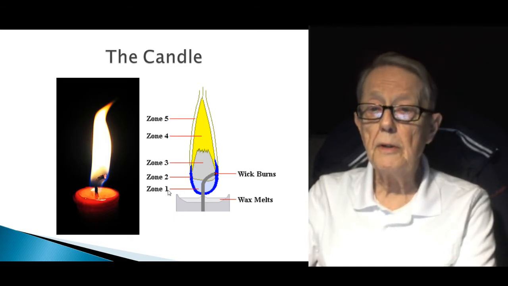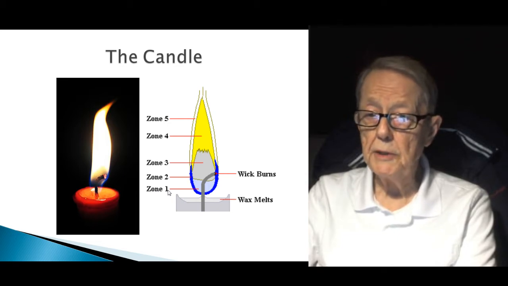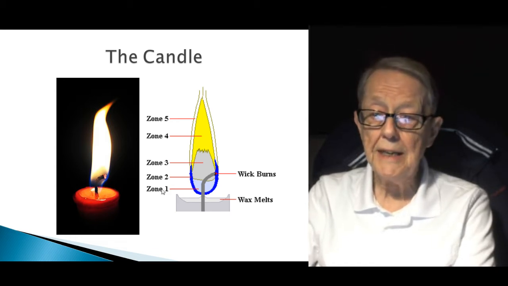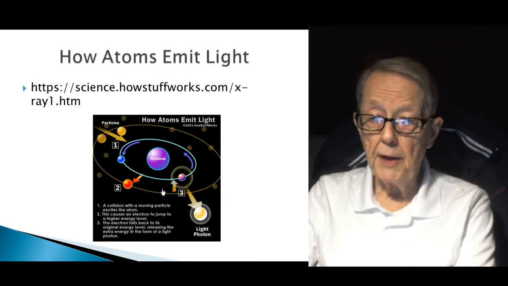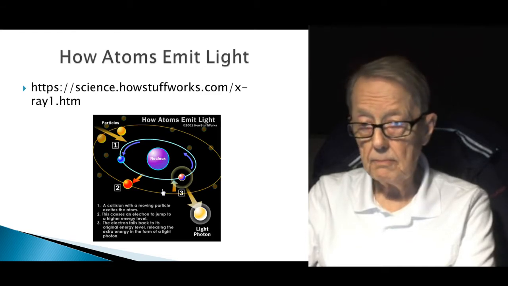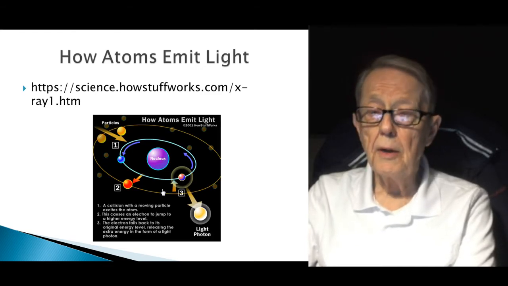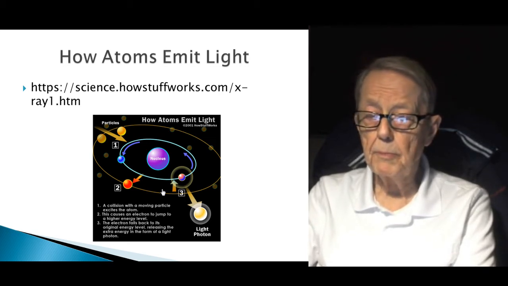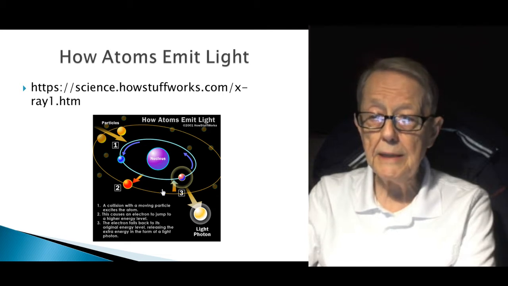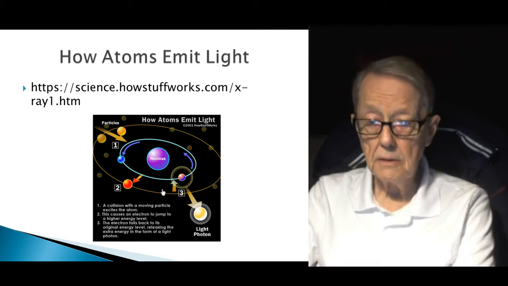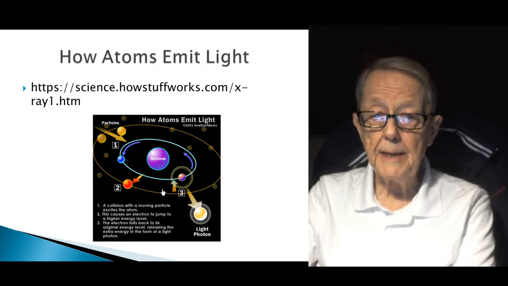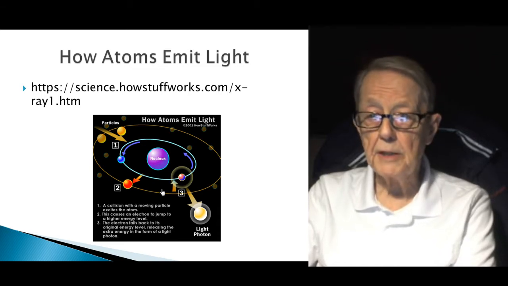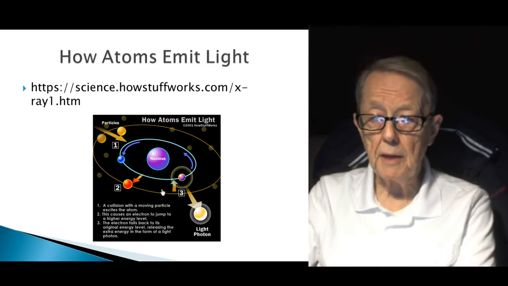Then I found the explanation of the candle using these zones. There are 5 zones, and we're going to go through these 5 zones and explain what they are. But first, let's talk about how mainstream science out there explains how this candle emits light. In fact, this one is about how atoms emit light.